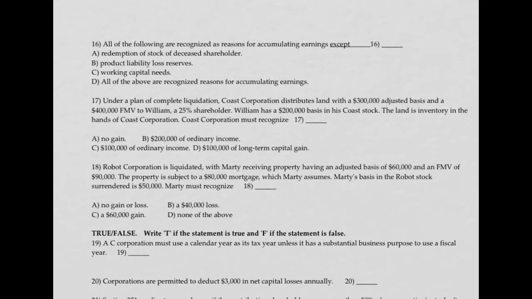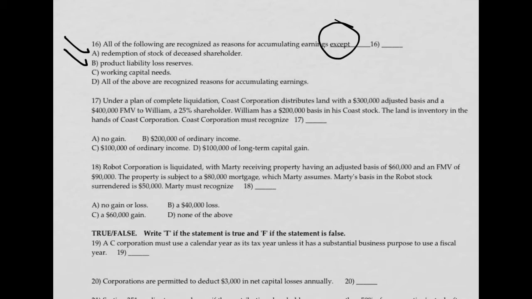Number 16, all the following are recognized as reasons for accumulating earnings, except. So we're looking for good reasons for accumulating earnings inside a corporation. Redemption of the stock of a deceased shareholder, yeah, that makes sense. We have to redeem their stock. It might be an agreement that we have to redeem their stock. Product liability losses, yeah, why not accumulate money in case we have a loss like that? Remember, these things don't have to come to fruition.